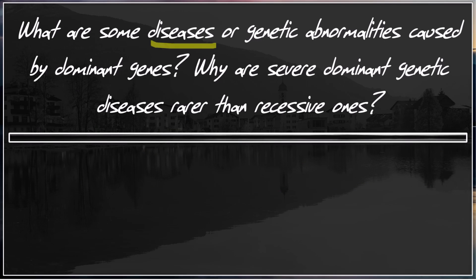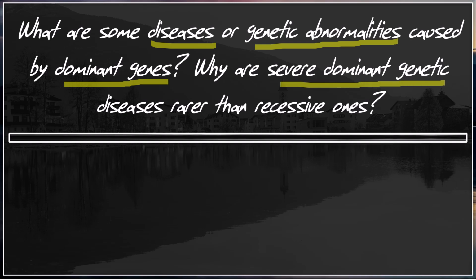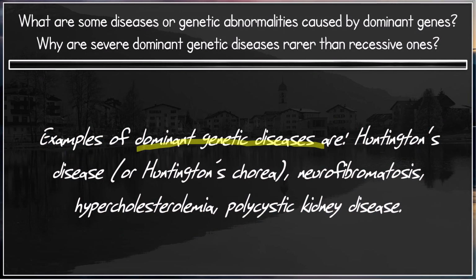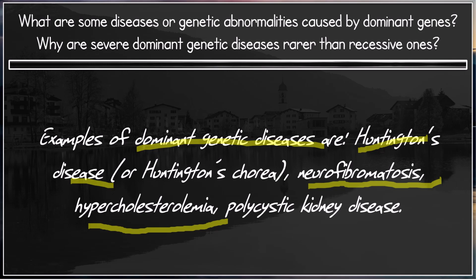What are some diseases or genetic abnormalities caused by dominant genes? Why are severe dominant genetic diseases rarer than recessive ones? Examples of dominant genetic diseases are Huntington's disease, Huntington chorea, neurofibromatosis, hypercholesterolemia, polycystic kidney disease.